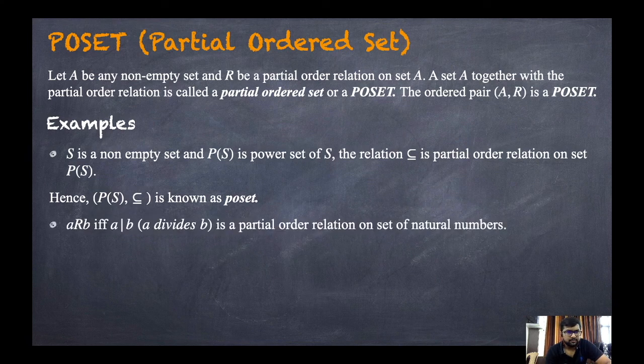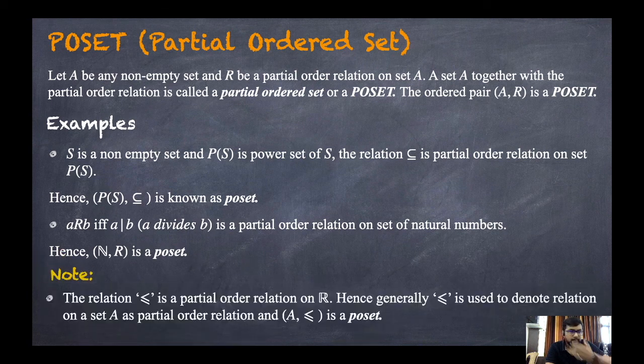Second example, A is related to B if and only if A divides B. We know that it is a partial order relation on the set of natural numbers. See, on the set of natural numbers, because in the set of integers it will not be true. So on the set of natural numbers with this relation R, it is a poset.